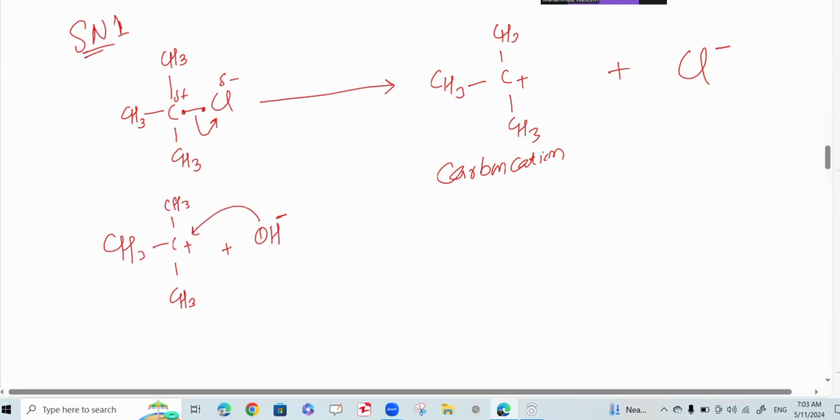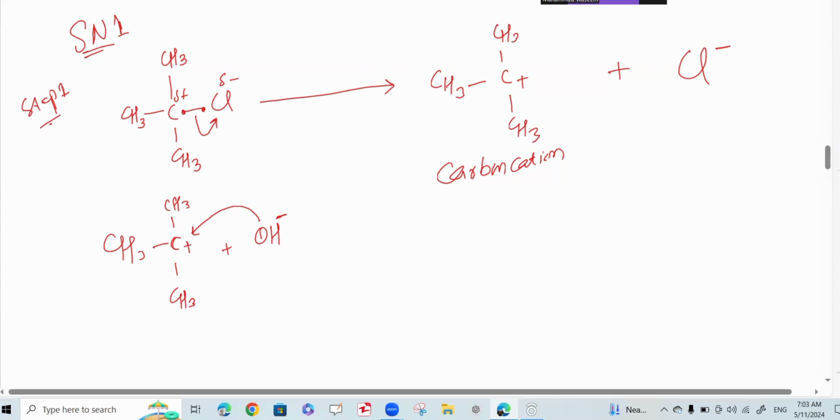And you must know that this is the nucleophile. Attack of nucleophile on the carbocation. So this is the second step. This is step 1, and it is unimolecular, because in the first step only one molecule is taking part. This is the slow step in which the rate of reaction can be determined. Okay, this is the first step.